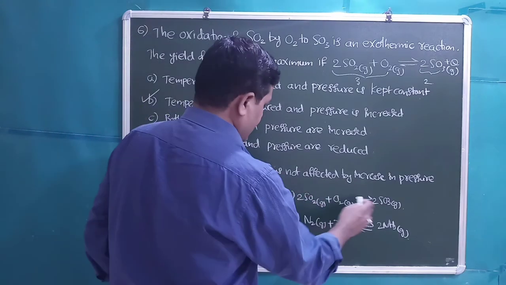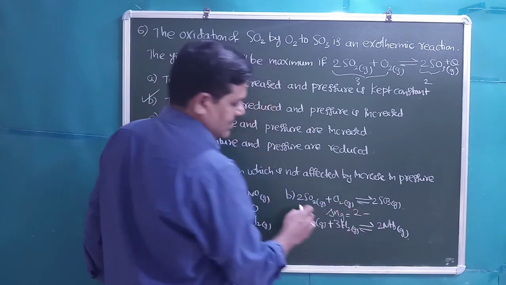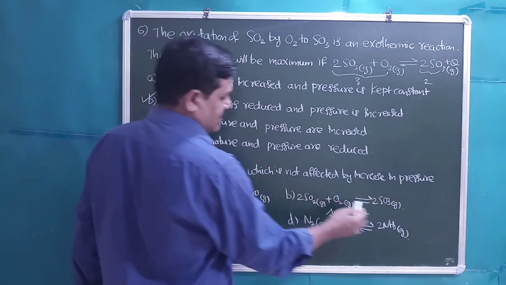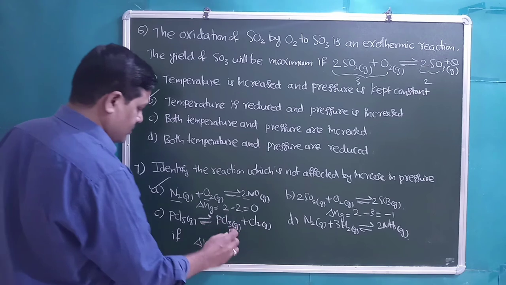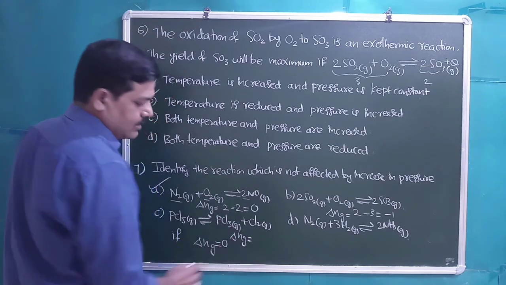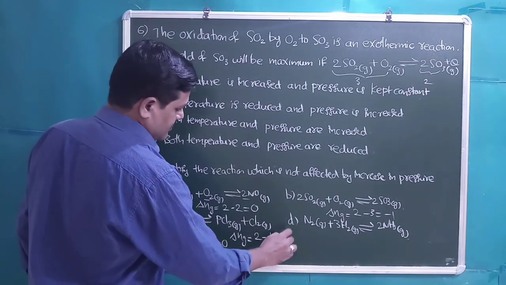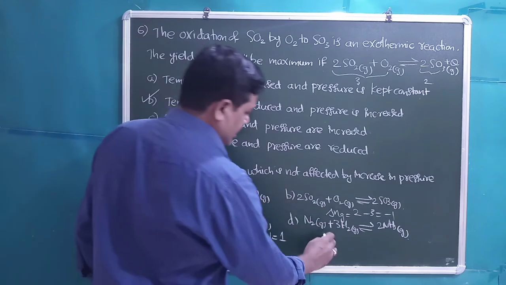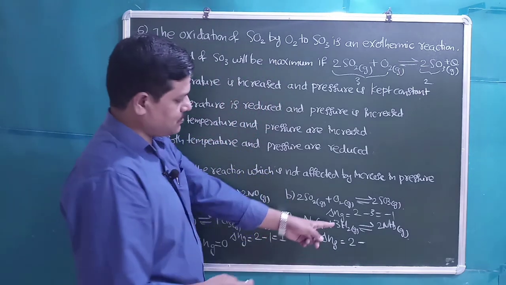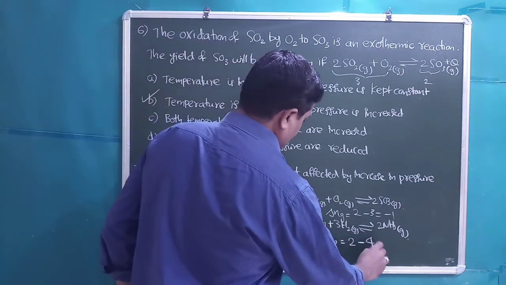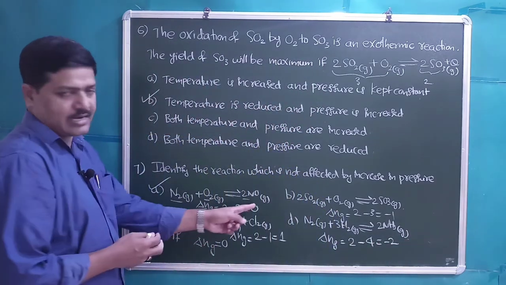Let us check option B. Here delta Ng is equal to number of gaseous moles of products, 2, minus number of gaseous moles of reactants, 2 plus 1, 3. 2 minus 3 is equal to minus 1. For the PCl5 decomposition, delta Ng is equal to number of gaseous moles of products, 2, minus number of gaseous moles of reactants, 1, which is equal to 1. For option D, delta Ng is equal to number of gaseous moles of products, 2, minus number of gaseous moles of reactants, 3 plus 1, 4. So 2 minus 4 is minus 2. So only in option A do we get delta Ng as 0.